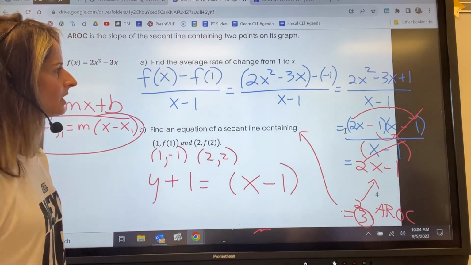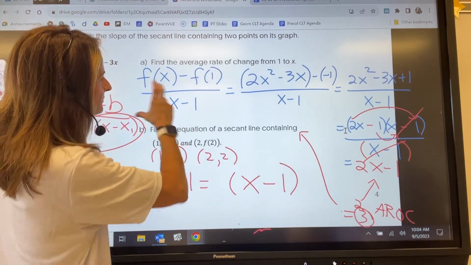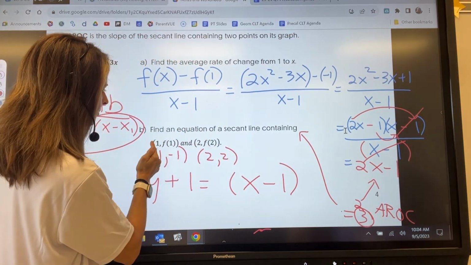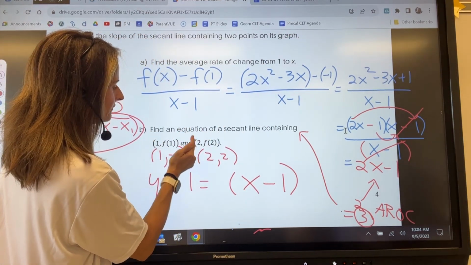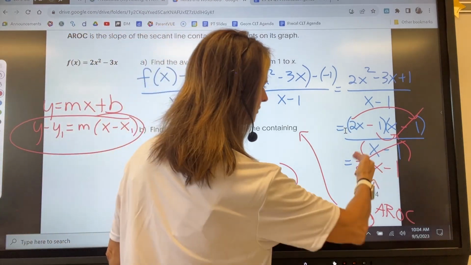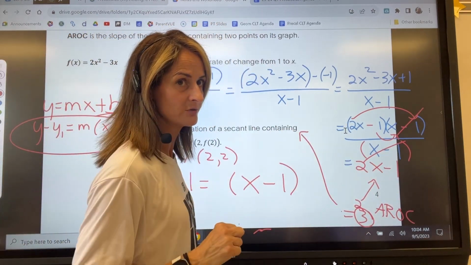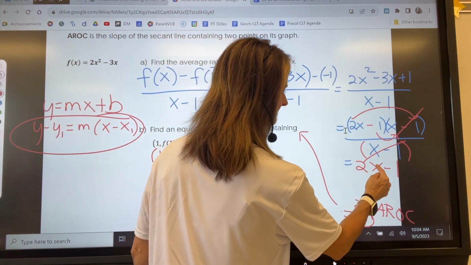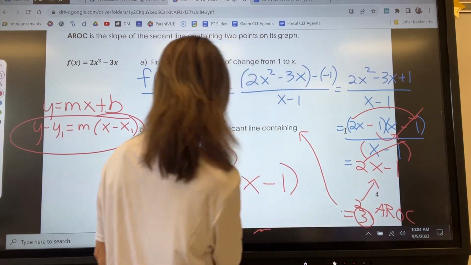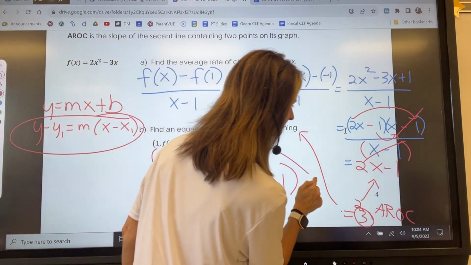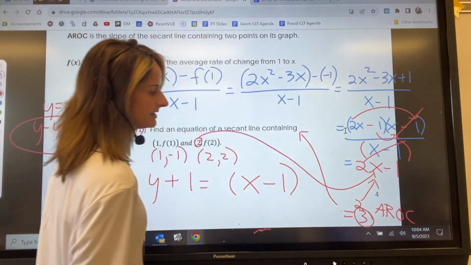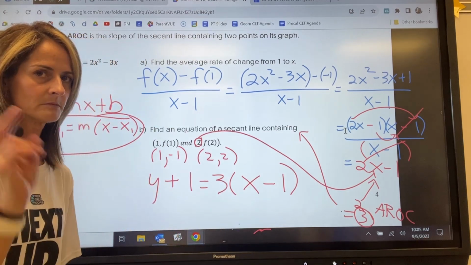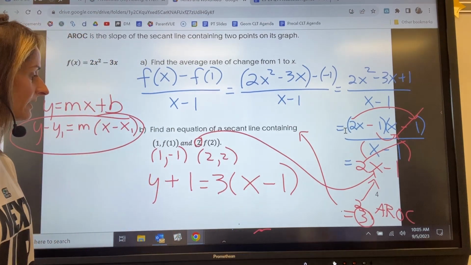Okay, m, what is m? What's the slope? Well, in the first problem we did, finding the average rate of change from 1 to x. In this problem, we're going from 1 to 2. So if I plug in 2 for x into our equation for the slope or average rate of change, we get that the slope is 3, because 2 times 2 minus 1, I plugged in a 2 because of this 2 right here, 2 times 2 minus 1, you get 3. So I'm gonna plug in 3 for the slope.